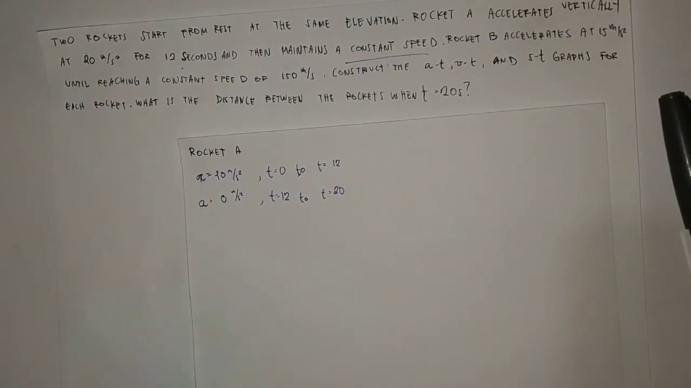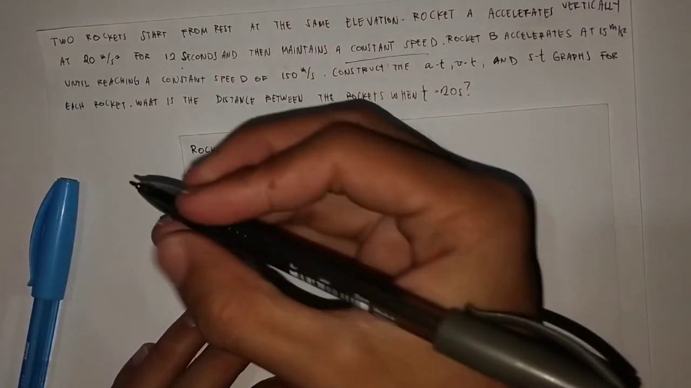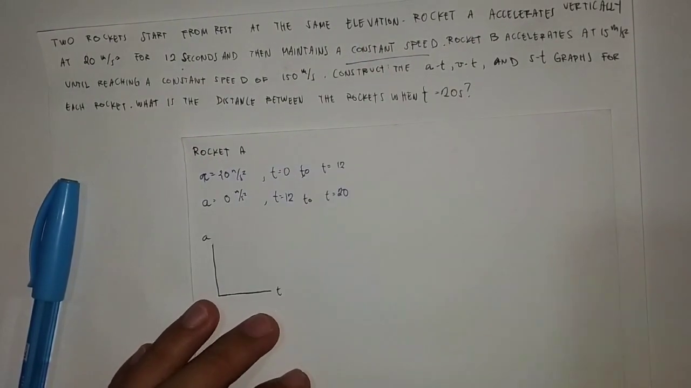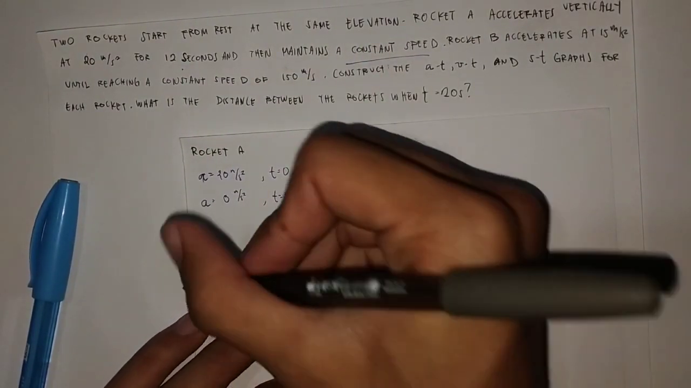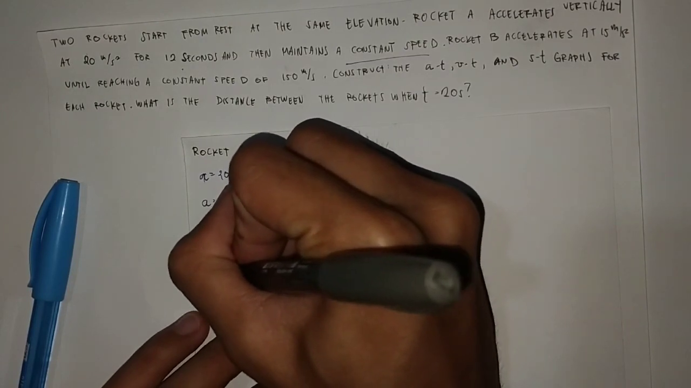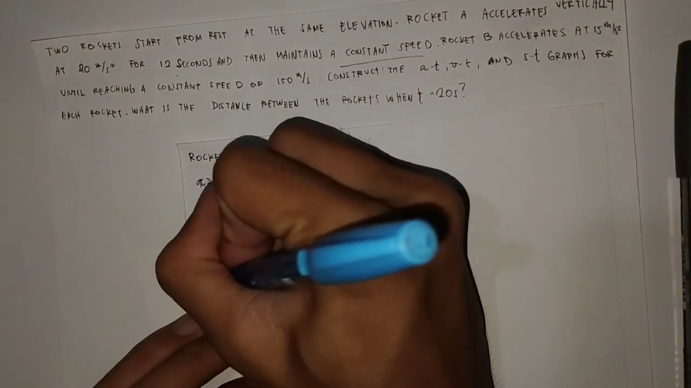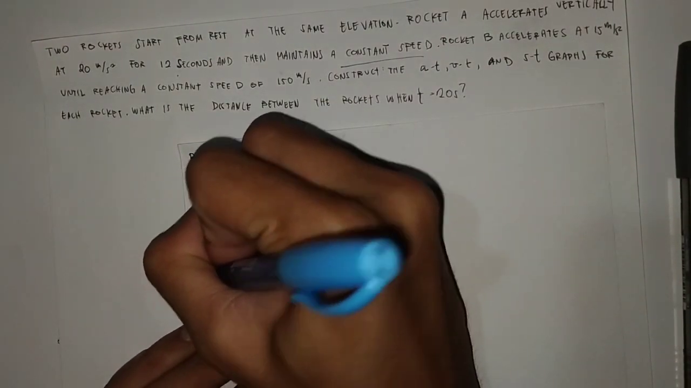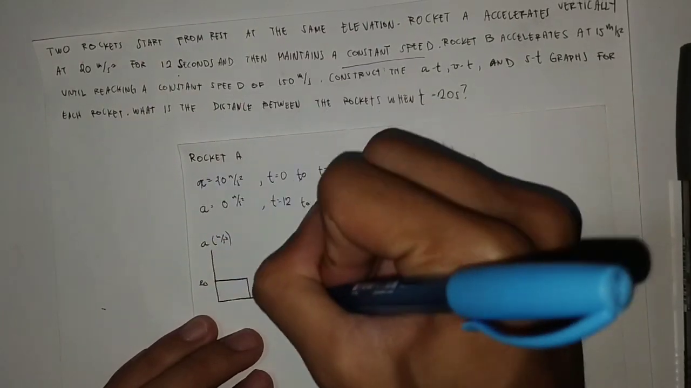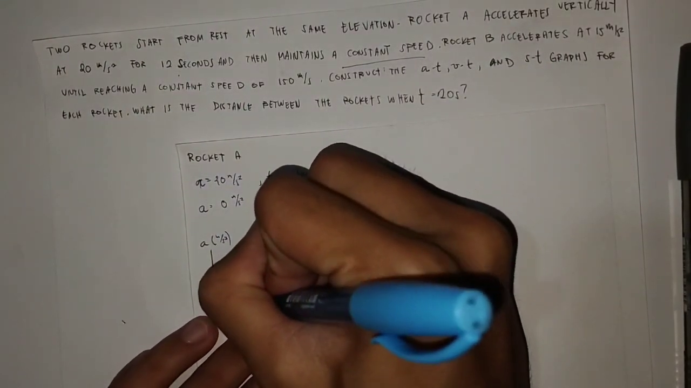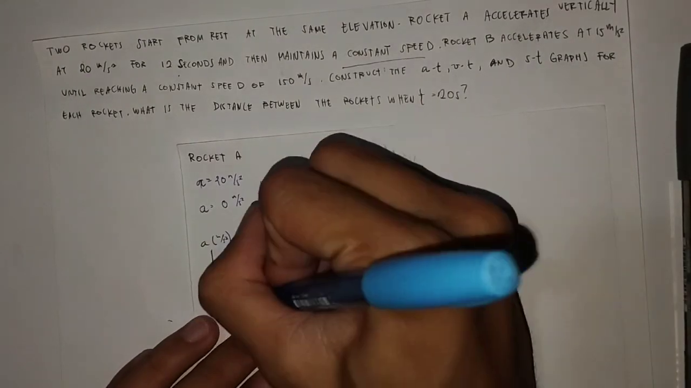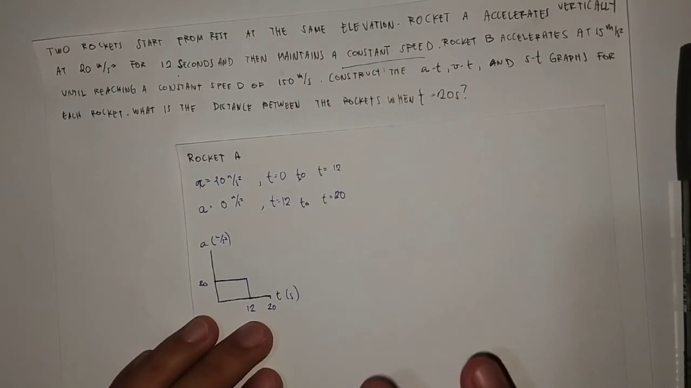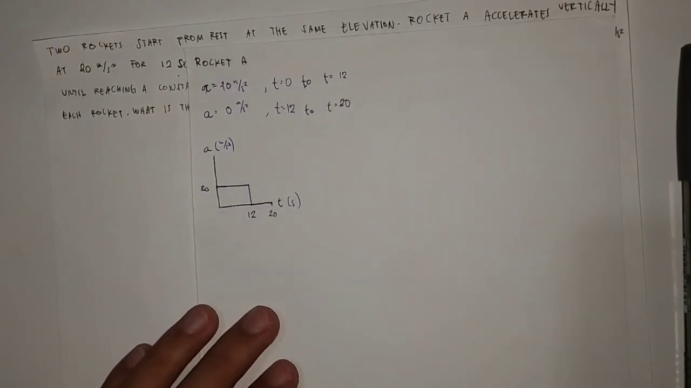So from this given data, we can immediately construct an AT graph, so acceleration in time. Its acceleration first is constant for 12 seconds, which is 20 meters per second squared. You have 12 seconds here, and then 0 when it reaches 20 seconds. This is already our AT graph.